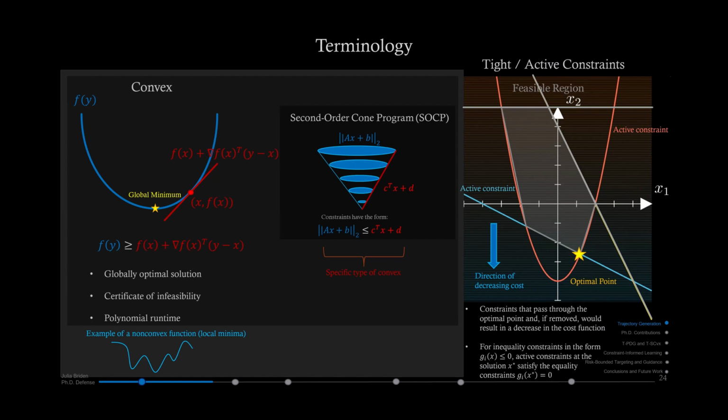And so the constraints that pass through the optimal point, and then if removed, would result in a decrease in the cost function. So we see that blue constraint and the red constraint. Those are what we call tight constraints. And specifically, if these are inequality constraints, then if they are active or tight, then they actually satisfy the equality of that constraint. So they then become equality constraints. And so that's why they're called tight.